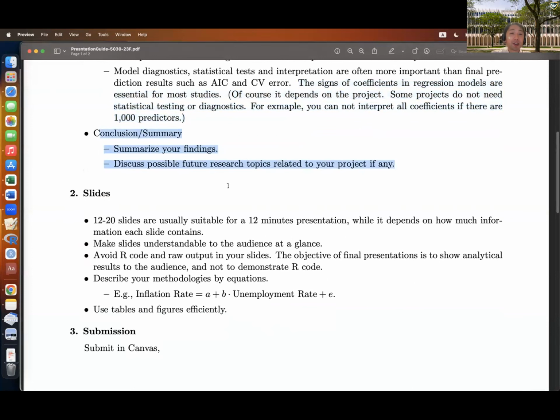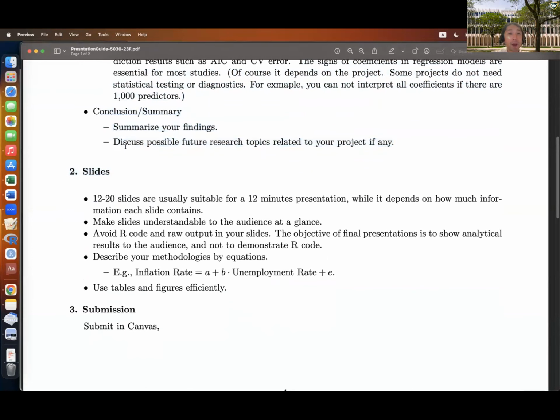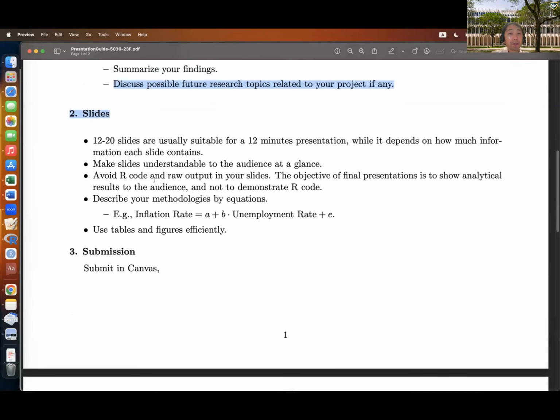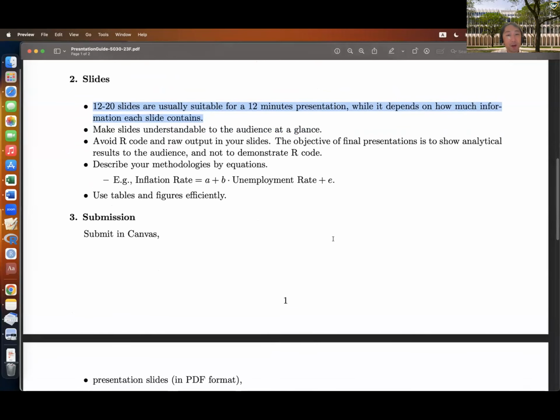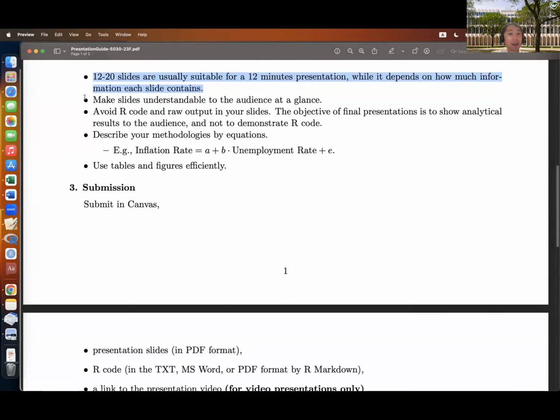And conclusion, they usually short conclusion, and maybe possibly discuss possible future work, research topics related to your project. And slides, my suggestion is 12 to 20 slides for a 12 minute presentation, but it really depends on how much information each slide contains. And make slides understandable to the audience.